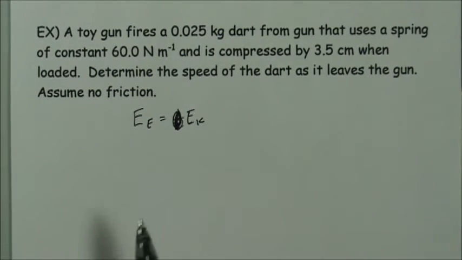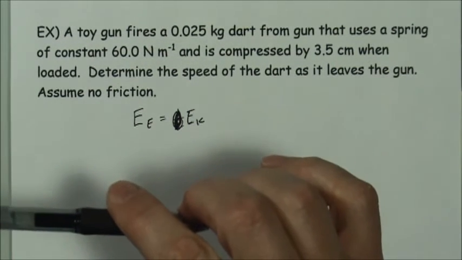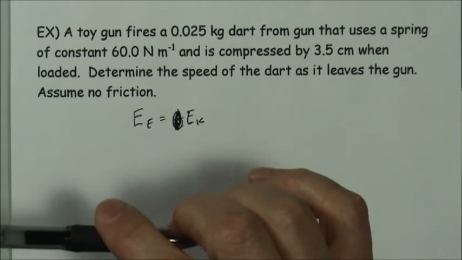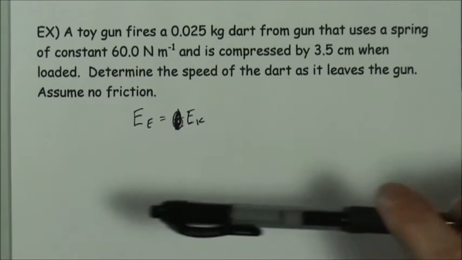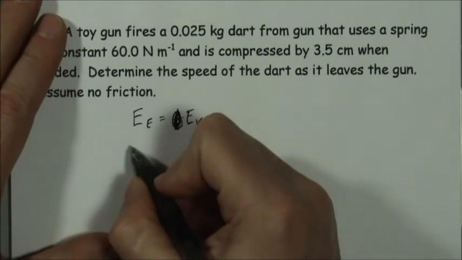We're going to compress the spring with a little toy dart. We'll get pushed into the gun. It'll compress a spring, and then we're going to release the spring, and the spring is going to convert all that elastic energy into the kinetic energy of the dart. And in this case, we're going to look at it without friction. We're going to assume that it is a complete transformation of elastic energy into kinetic energy.